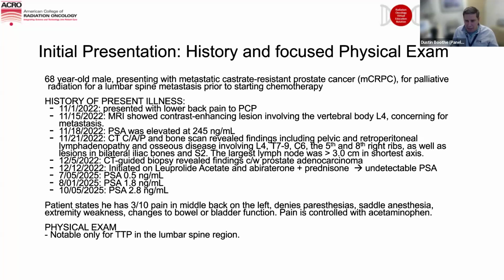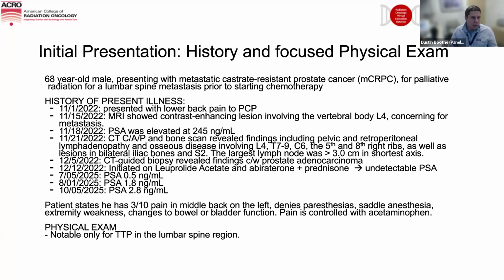Okay, so now a quick case. This is a 68-year-old gentleman presenting with metastatic cancer. He was actually sent to you because he had some pain in his thoracic lumbar spine area prior to getting started on chemo. He had this lower back pain. MRI showed some enhancing lesion. PSA was elevated back in 2022, and he had involvement in multiple bones.